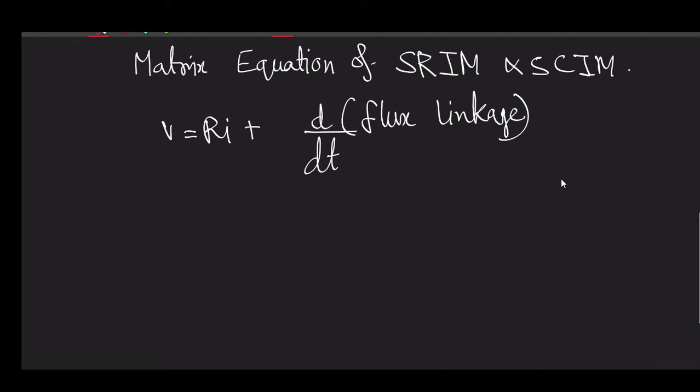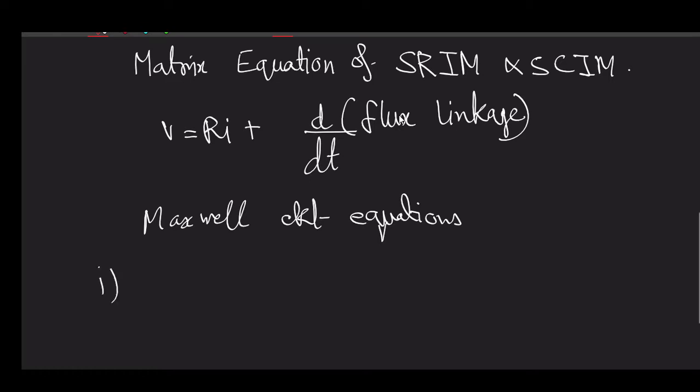Now V is our terminal voltage, I is the current, and R is the resistance. Sometimes we call this equation the Maxwell circuit equation. Now here we need to assume that the circuit is linear.